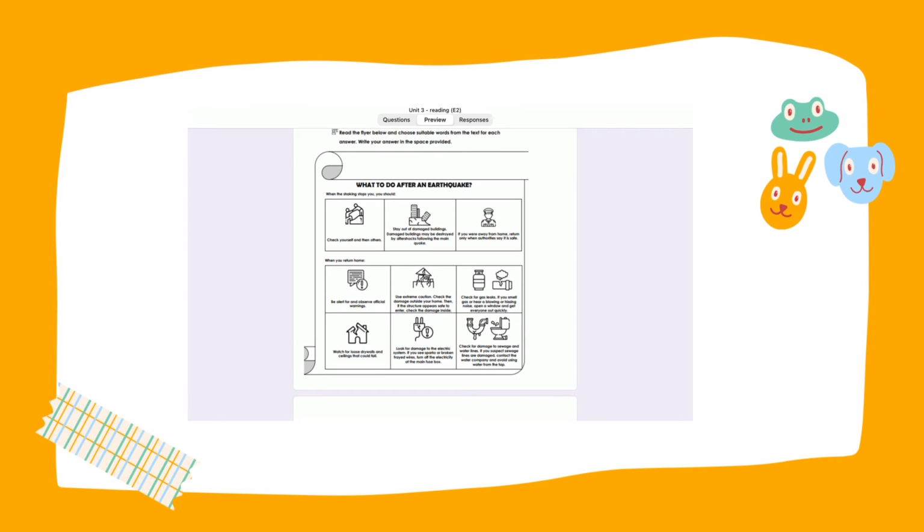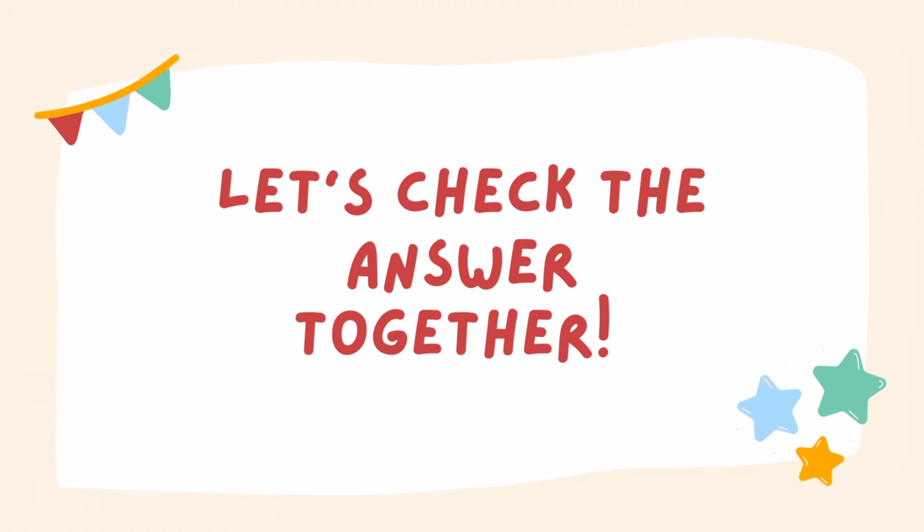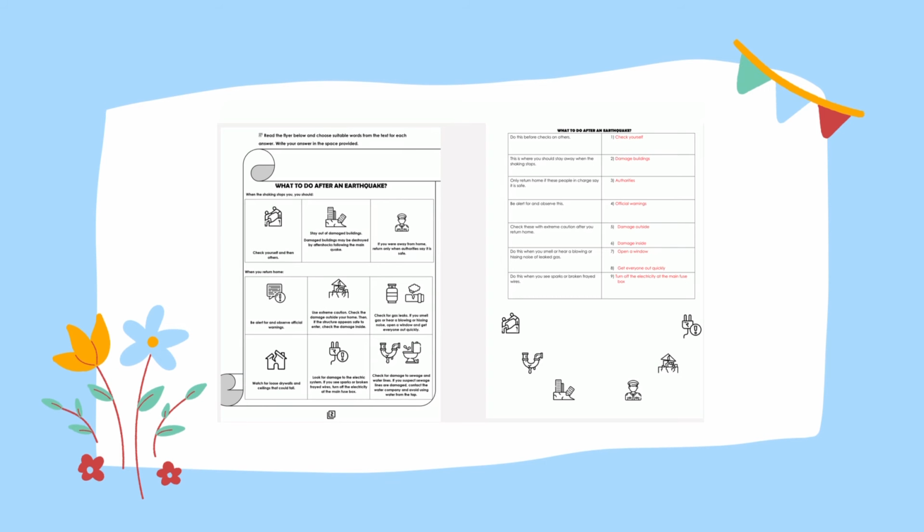For class exercise 2, you need to read the flyer below and choose suitable words from the text for each answer. You need to write your answers in the space provided on Google Form. Okay, we will discuss the answers together. Read the flyer below and choose suitable words from the text for each answer. Write your answer in the space provided.